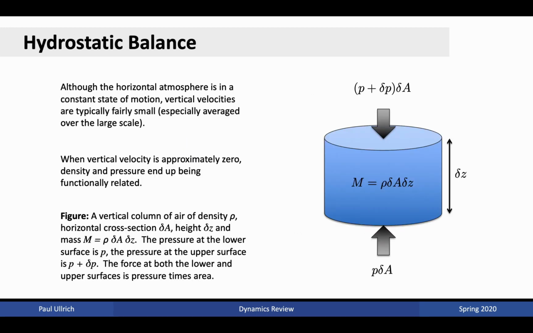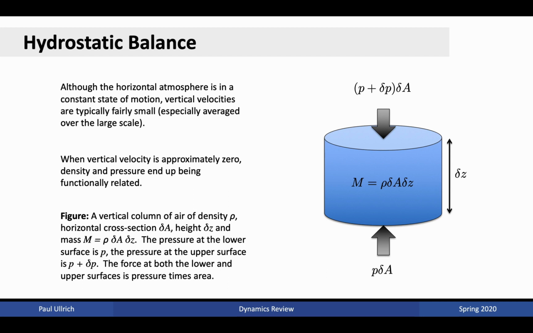Hydrostatic balance is the primary force balance model that's used to explain the vertical structure of the atmosphere. In general, observations indicate that vertical velocities are typically small in the atmosphere, especially when averaged over very large scales. So in our parcel model, we're going to investigate how the atmosphere would be structured under this simplification.